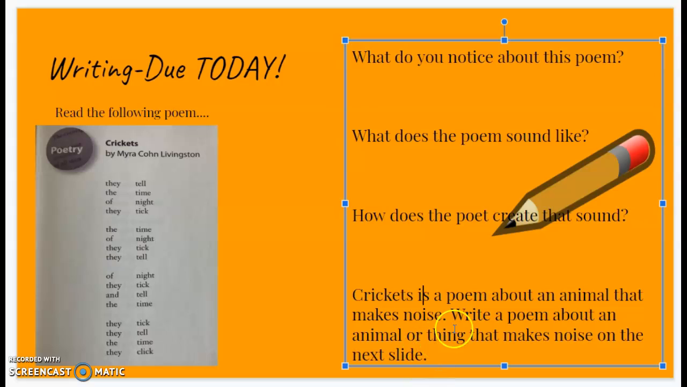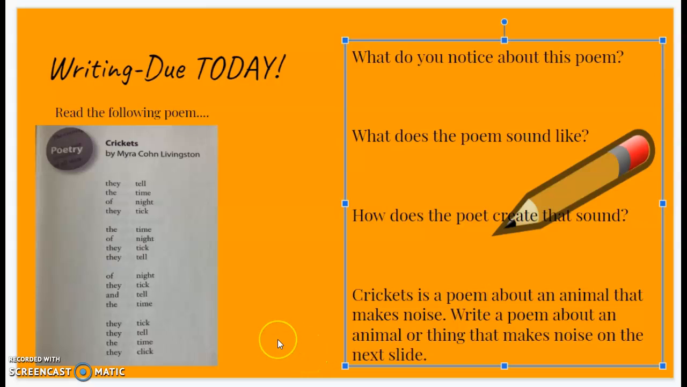On the next slide, you're going to write a poem about an animal or something that makes noise. Think of bugs, insects, animals. So you're going to answer these 3 questions based off of the poem, and then you are going to write your own poem in a similar style. It doesn't have to look the same, but in a similar style about an animal that makes noise.